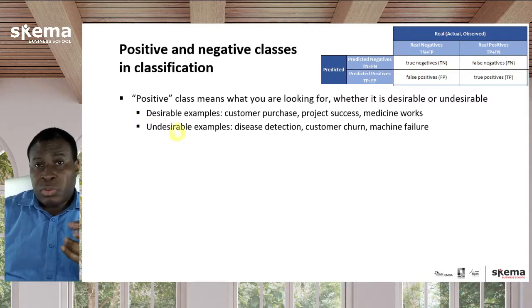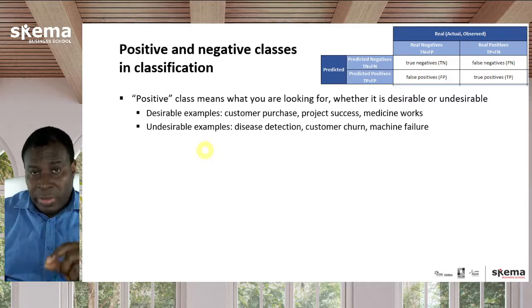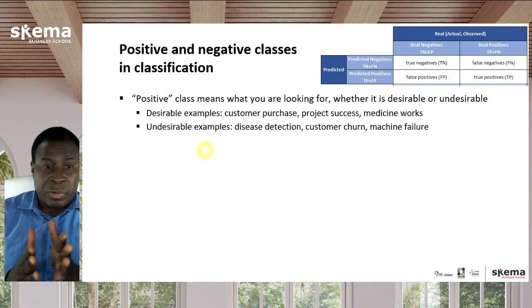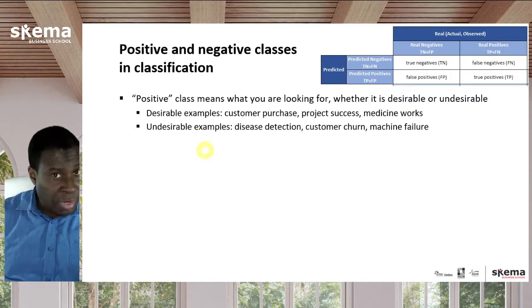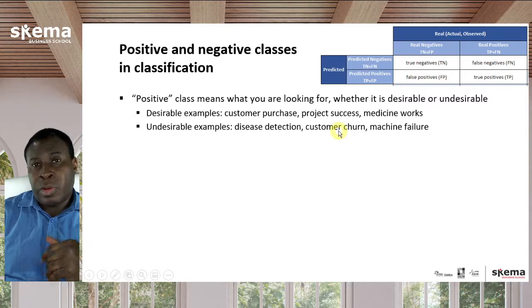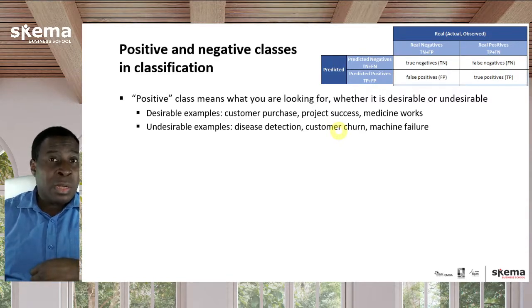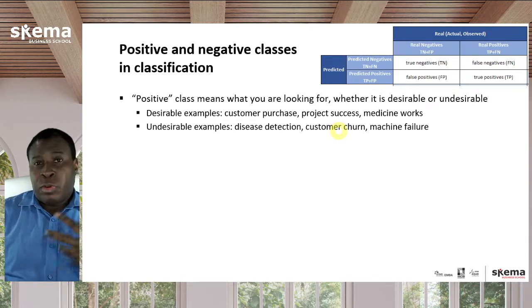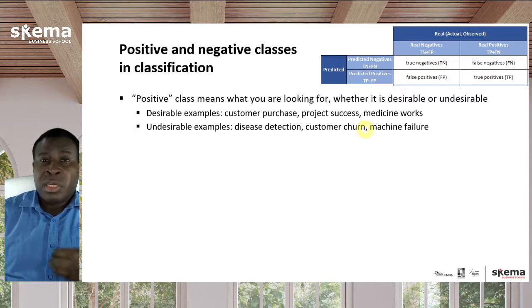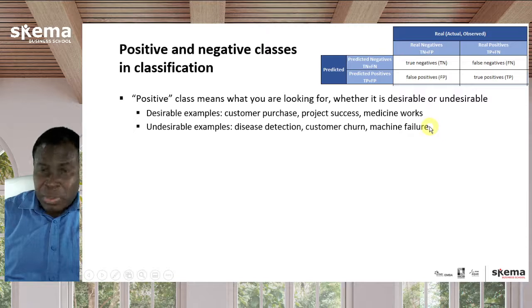Undesirable examples, where this is what our model is looking for: we might be looking for when disease occurs. So when we find a disease, that is the positive case. We might be looking at a set of customers that are our subscribers, and we're trying to find out which ones are about to cancel the contract. Those who cancel are the positive case because that's what we're looking for. Maybe we're studying machines and looking at when they fail or not. Well, when a machine fails, that is the positive case.